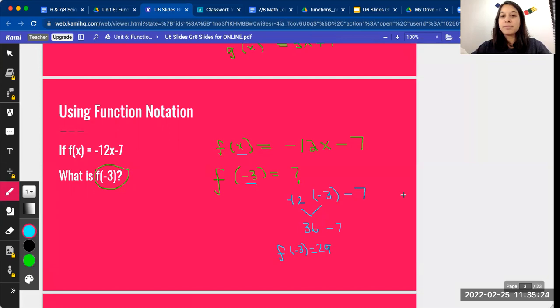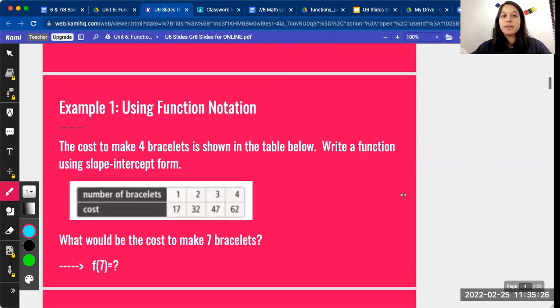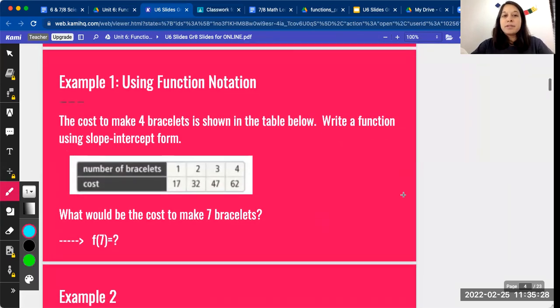Let's try some more. The cost to make 4 bracelets is shown in the table below. Write a function using slope-intercept form. What would be the cost to make 7 bracelets?